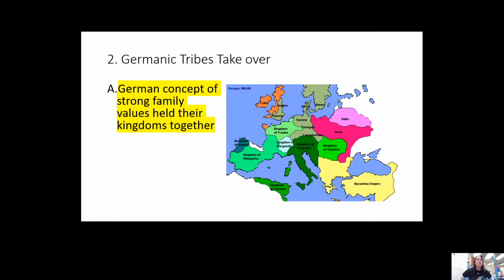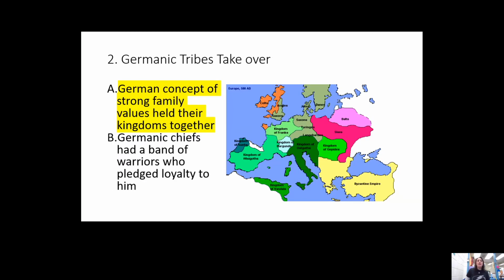Now, this idea that your country is a family, this is very important for the Middle Ages. This idea that, you know, these are your brothers and sisters. It keeps people loyal. And what happens is you got these Germanic chiefs. Usually a Germanic chief was the biggest and strongest guy who was the best at warfare. He has a band of warriors and they pledge loyalty to him.